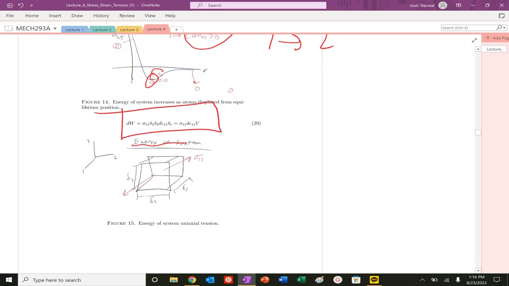And we know if there's a change in work, what is the general form of work? Force times some displacement, delta x. So this, if you remember, is our force. Our delta x, if we remember, epsilon 1, is going to be the change in length in the one direction divided by the original length in the one direction. So if I want to rewrite that, it's just going to be dE times this.